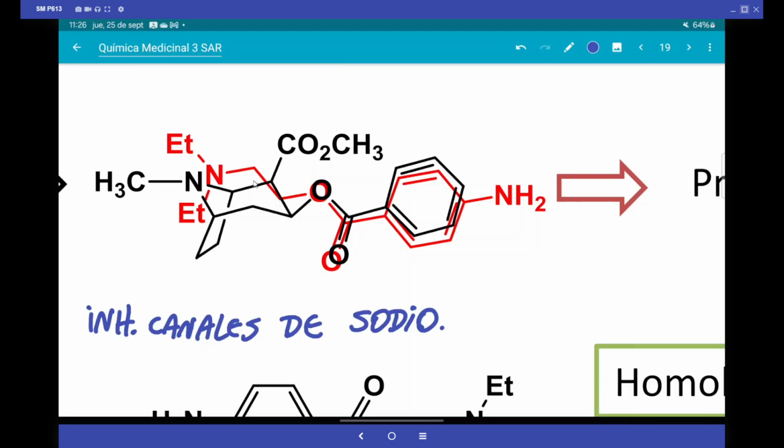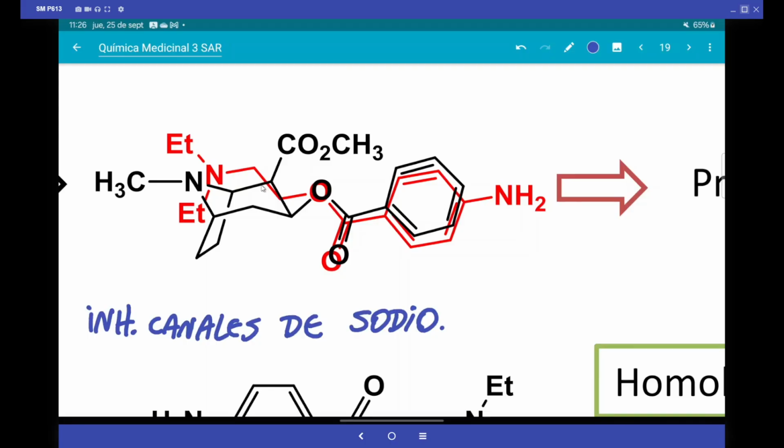Then it is a very simple molecule, but what does it preserve? It preserves the distance of this nitrogen to a polar group connected to an aromatic ring. Then there is a great structural similarity. That is why I have them superposed, so you can see how the pharmacophore has been preserved.